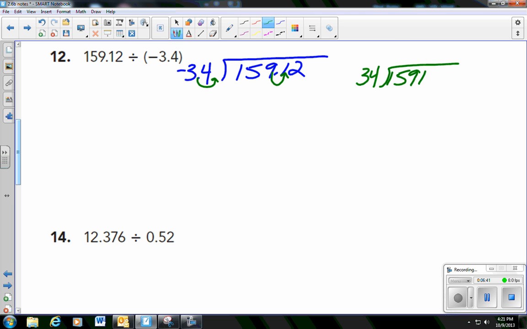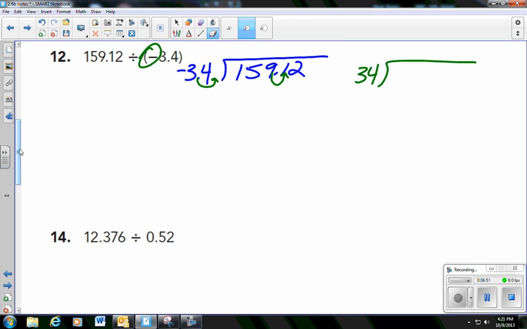1,591.2. Let me clean that up real quick. 34. And again, you can ignore the negatives right here. We know we have one negative, so at the end, we need to make sure that we make our answer negative. Now you go ahead and start your division.